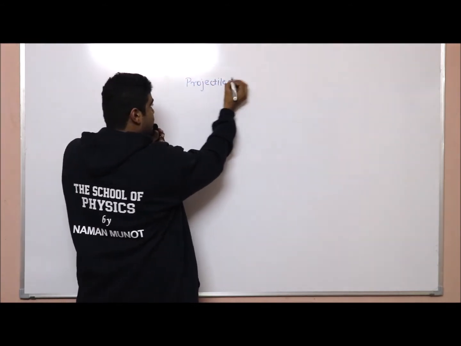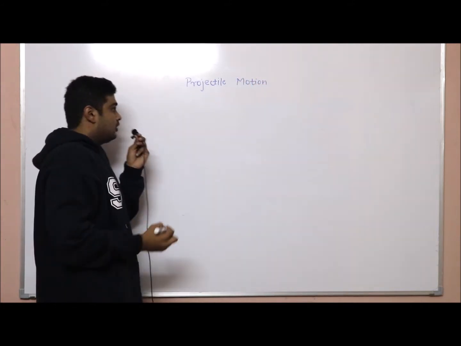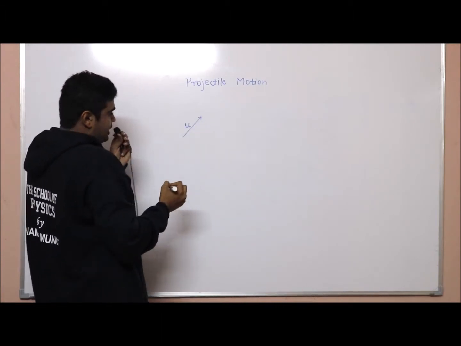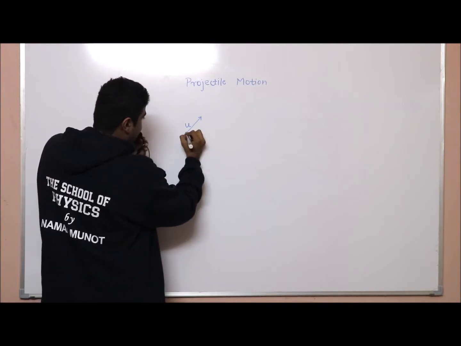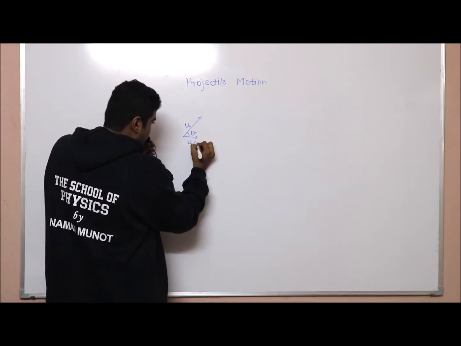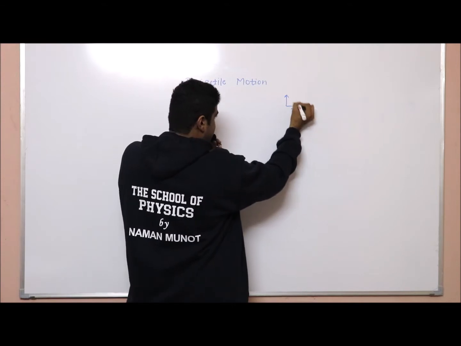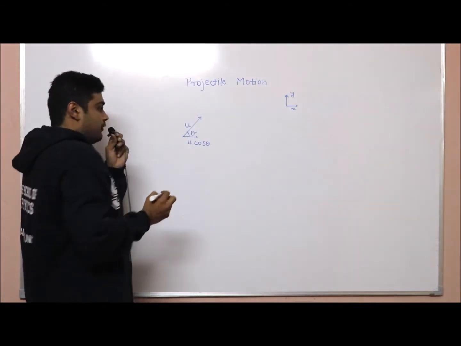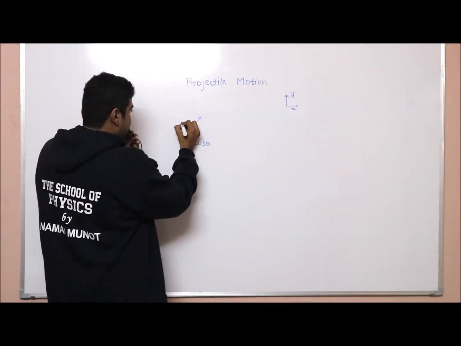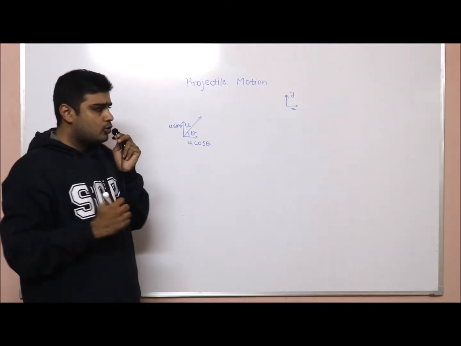Now what is projectile motion? We have a particle going with velocity u at an angle theta from the ground. Here we have this frame of reference. This is x and this is y direction. Then the velocity in the x direction is u cos theta and the velocity in the y direction will be u sin theta.